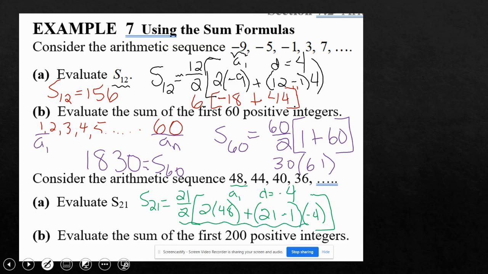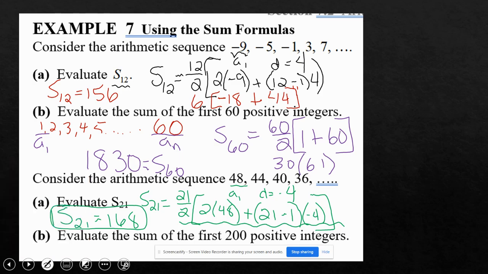So I'm going to do all of this math in that calculator and find out that the sum of my first 21 terms is 168. Now you might say that doesn't make a whole lot of sense because we're adding 21 numbers together, but remember, the numbers are getting smaller and smaller and smaller as we go because we're subtracting 4 instead of adding 4.